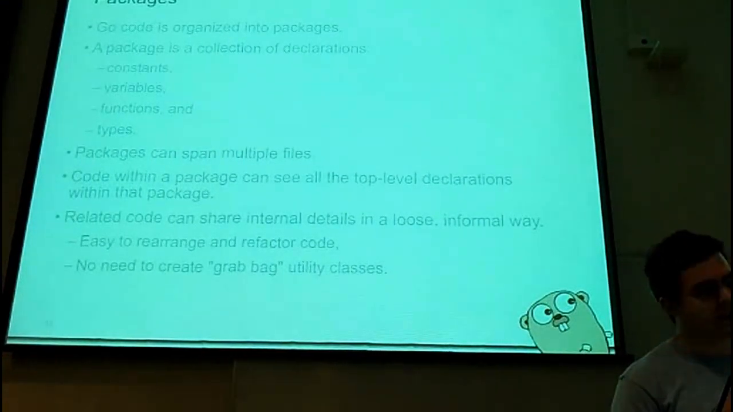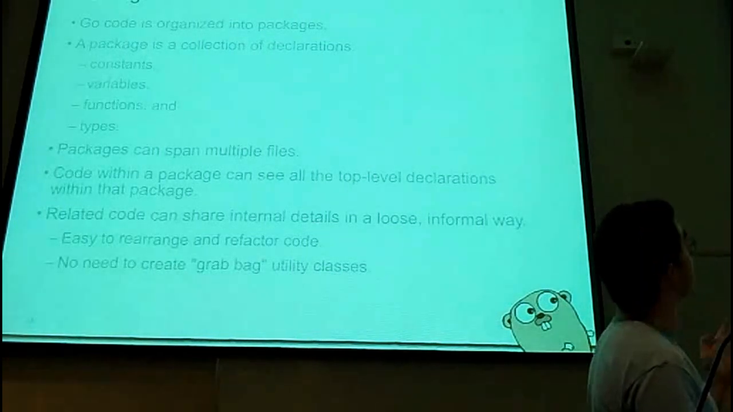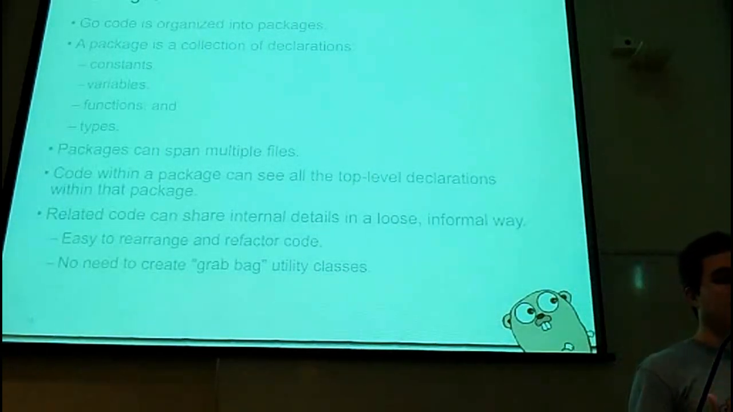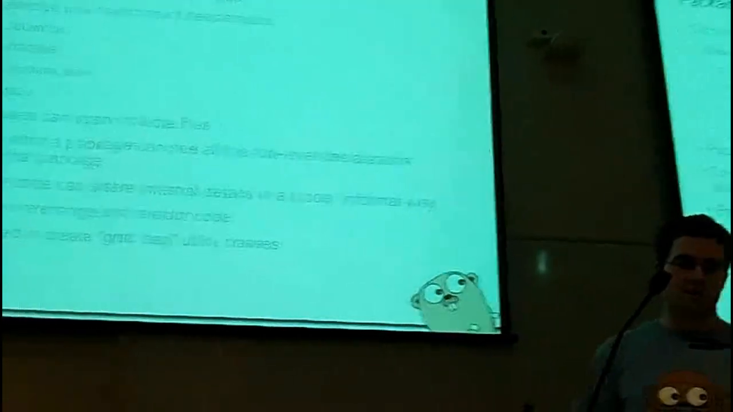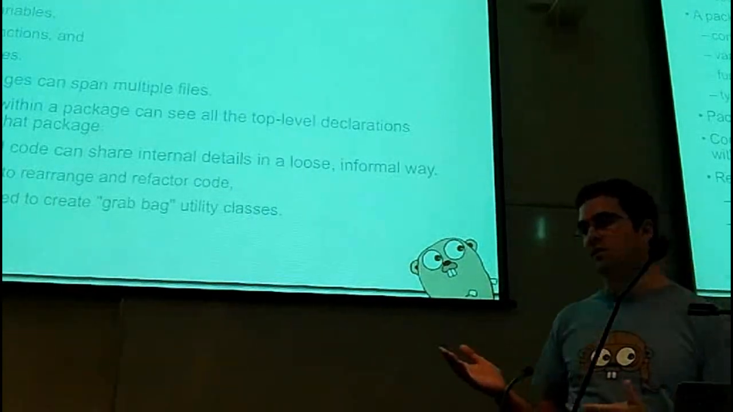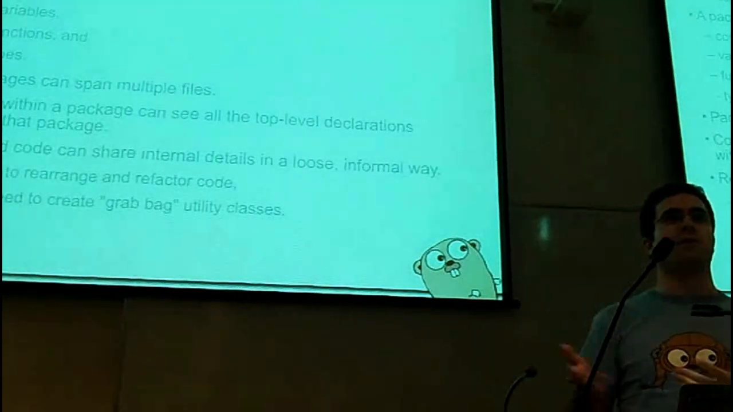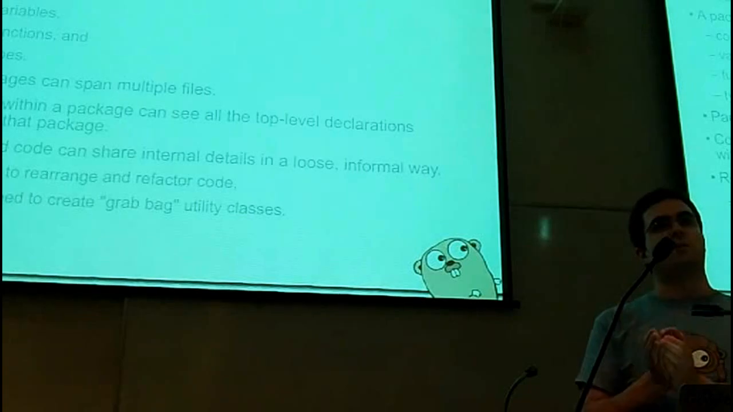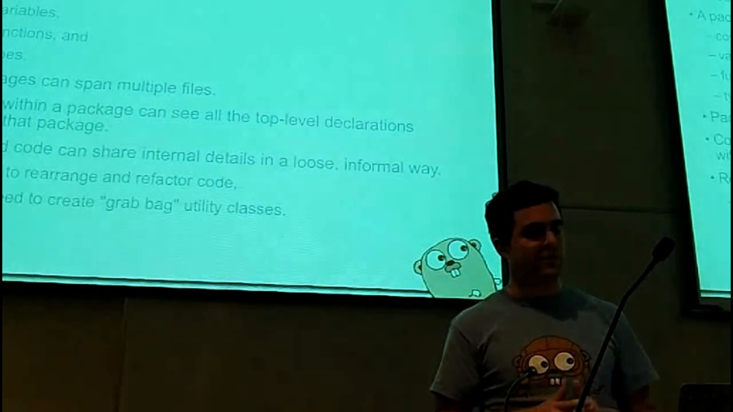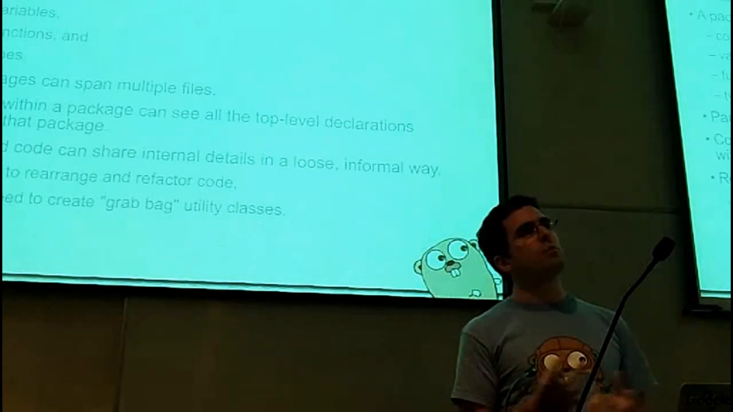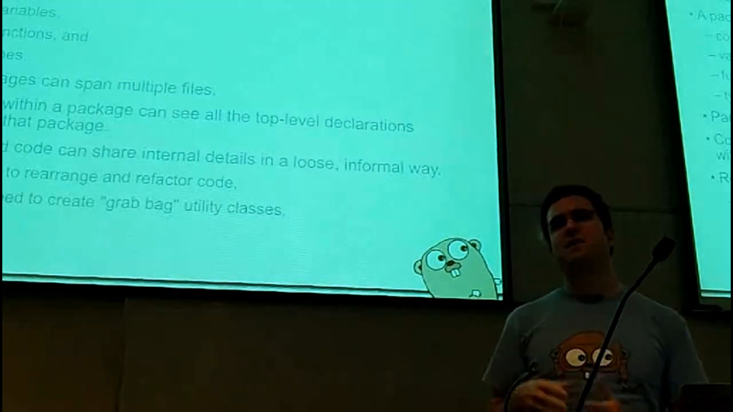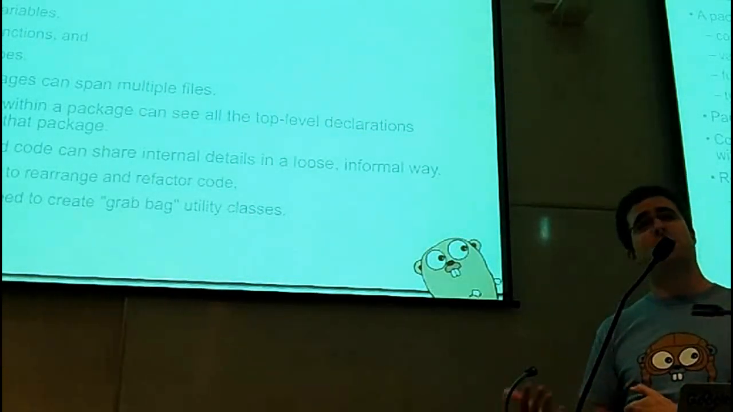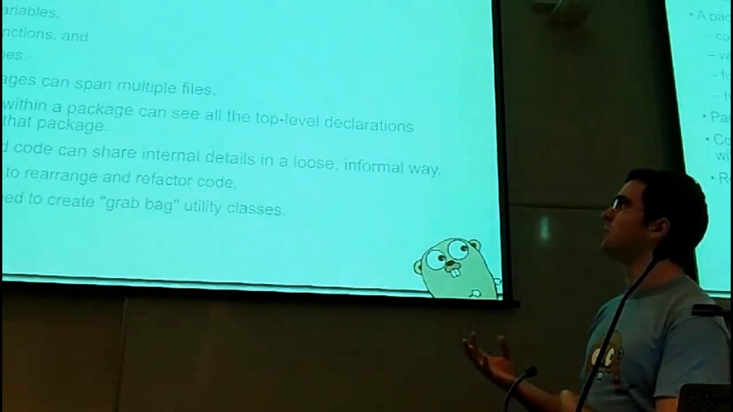I'll just say a bit about packages. Go code is organized into packages, as I mentioned. And a package is just a collection of declarations: constants, variables, functions, and types. And packages can span multiple files, so that you can have a package that consists of half a dozen different files, each of which has many different declarations inside them. And then they all just get built into the one package. And so you're able to more loosely group units of functionality into larger bits. It's kind of similar to the way you might organize code in Python, except in Python you tend to stick everything in the one file.